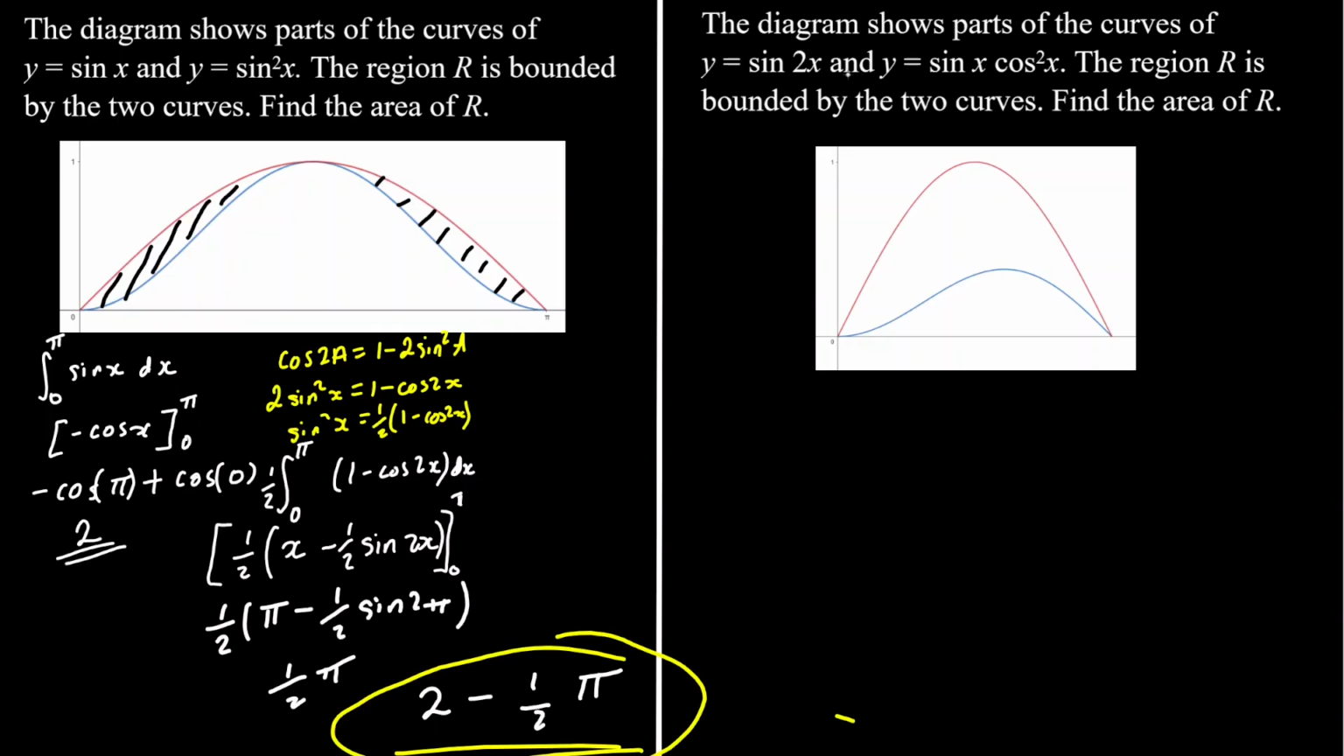So the diagram shows parts of the curves, y equals sine 2x and y equals sine x cos squared x. The region R is bounded by the two curves. Find the region R. So we're finding the area between them.